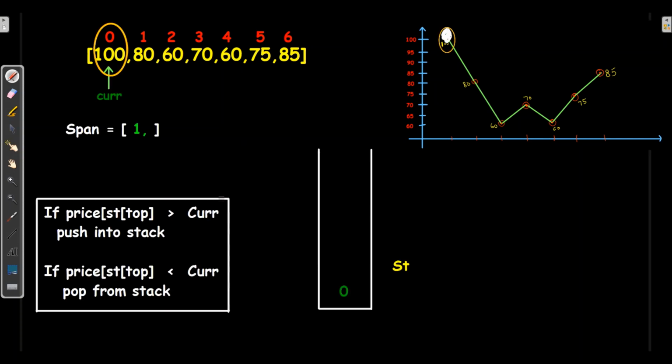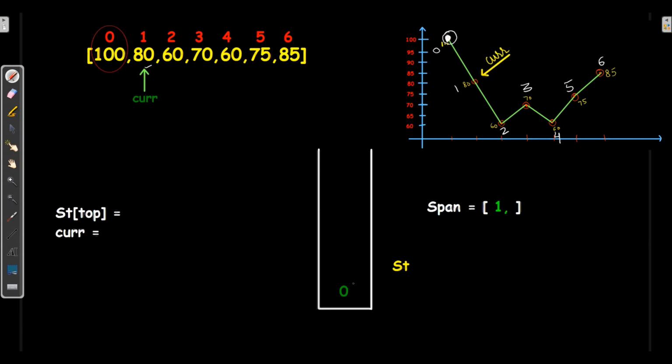Let's see how. Here we'll be making use of two variables. First, top of stack, and the second one, current. We will compare these both values. If the stack top price is greater than current, we will push into the stack, and if it is less than current, we will pop from stack. And this we will be able to see with the help of the graph. Here for the first data, as it cannot be compared with any left data, we will take its 1 day span as 1.